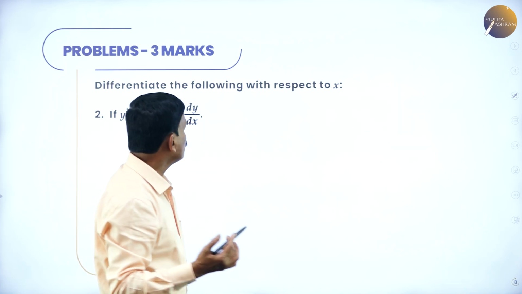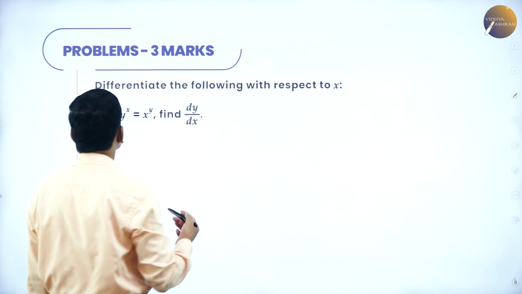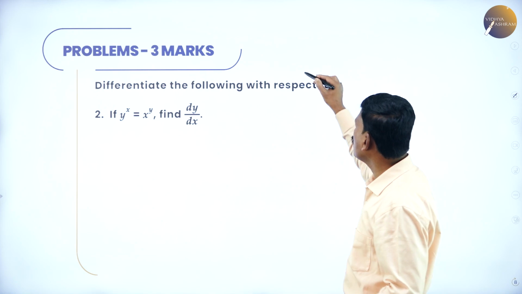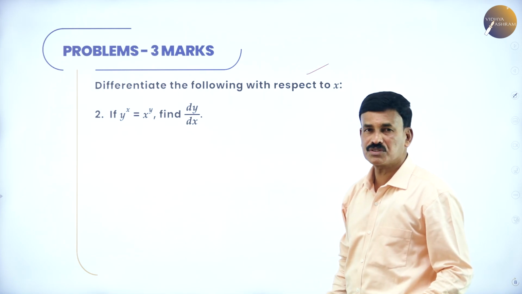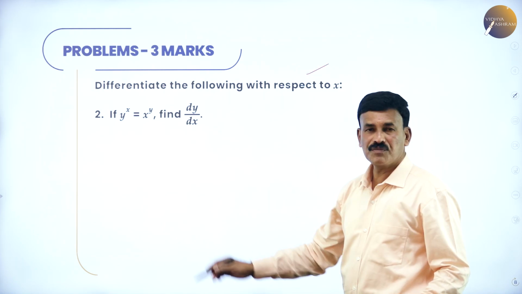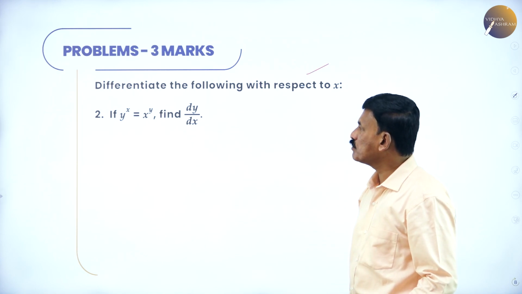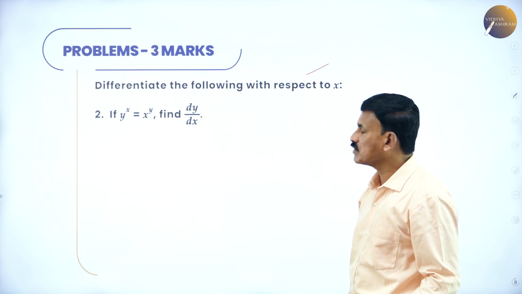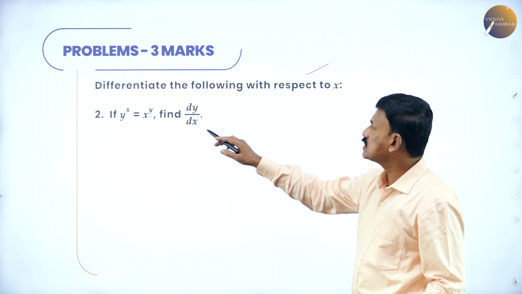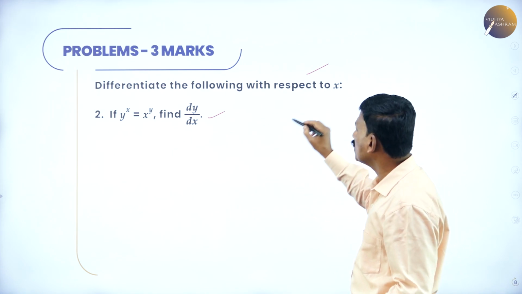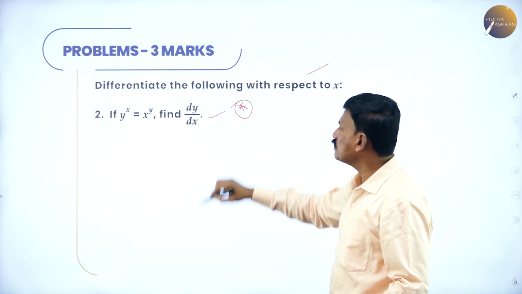Now move on to the next problem, differentiation with respect to x. Again, this is also a very important problem from the point of view of examination, a 3-mark question based on implicit functions. Differentiate the following with respect to x: if y to the power of x is equal to x to the power of y, find dy by dx. This is also an important problem for examination.